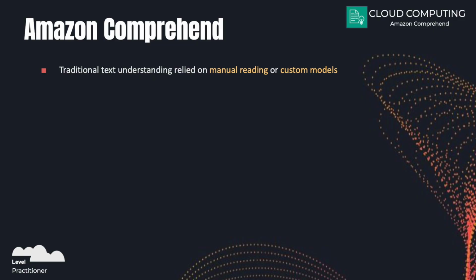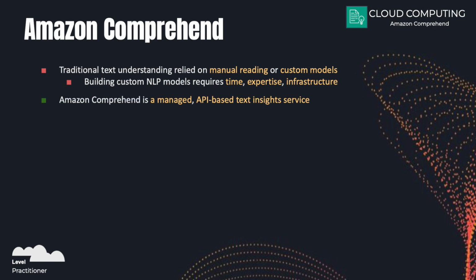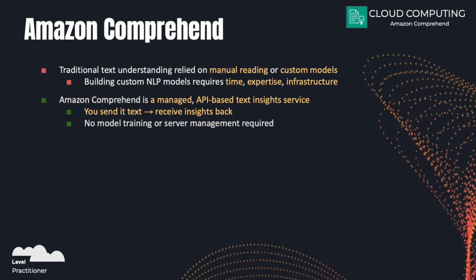Traditionally, if you wanted to understand large volumes of text, you'd either read it manually or build your own natural language processing models. That takes time, expertise, and infrastructure. Amazon Comprehend turns that into a managed, API-driven service, so you send it text and it sends back insights. No model training, no servers required. It's an AWS service that works with text.